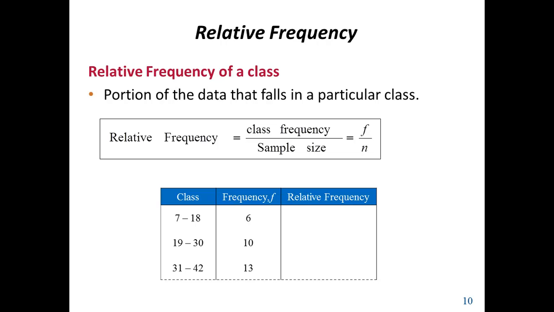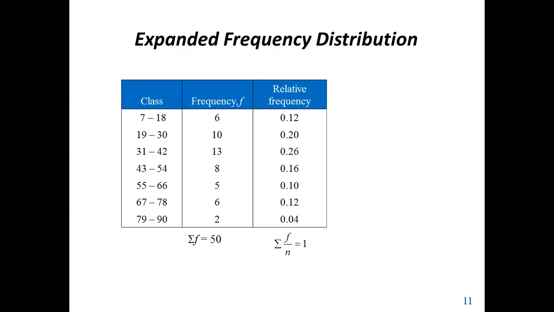The next step is to calculate the relative frequency. The relative frequency is simply you divide the frequency by the sample size. What is the sample size? The sample size in this case is 50, because we have 50 observations. So the relative frequency will be 6 over 50, which is 0.12, 10 over 50, 0.2, 13 over 50, 0.26, and then you continue. So this is how you calculate the frequency and the relative frequency. And this is the complete table. Again, the summation of the relative frequencies is equal to 1.